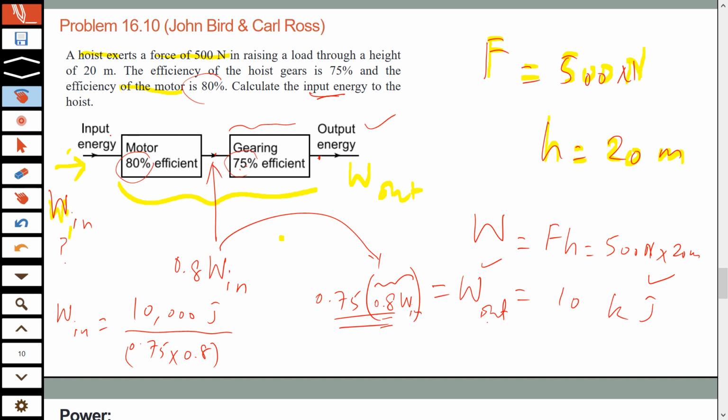This is the overall efficiency. You can think of this product, 0.8 times 0.75, as the overall efficiency, which is nearly 0.6.